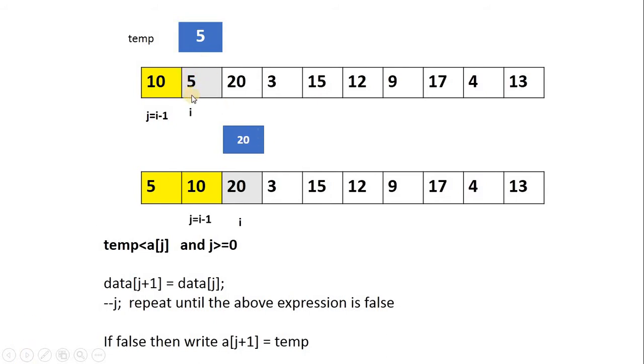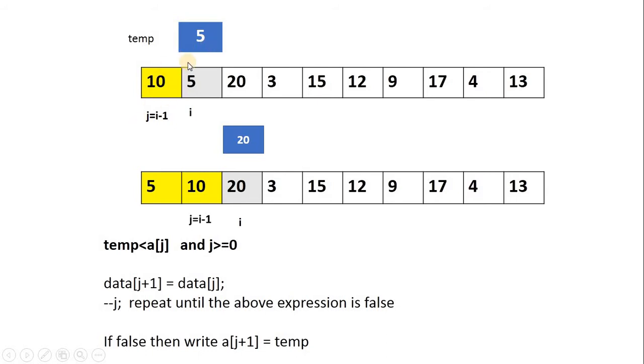You start with the first index, so you say I is 1. Now this element has to be compared with the previous elements. Here you have 5 at this index. First you assign this value into temp, so now temp is 5. Don't bother about the array position for now. Now this temp is compared with the I minus 1 element, which is J. So 5 is less than 10. True or false? It's true.